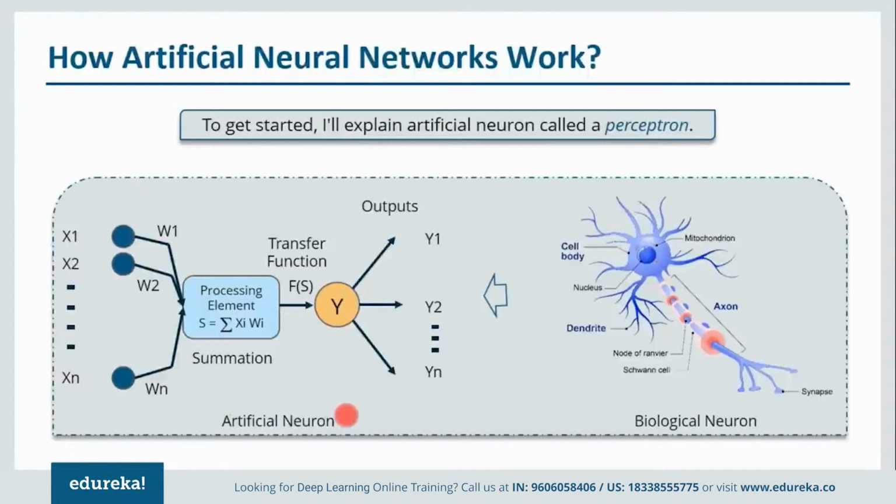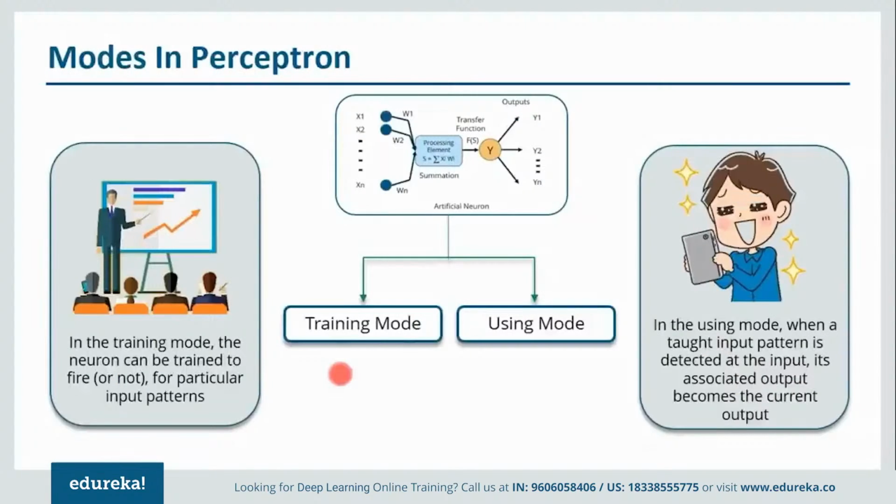When I talk about a neural network, it involves a lot of these artificial neurons with their own activation function and their processing element. Now we'll move forward and understand the various modes of this perceptron or single artificial neuron. There are two modes in a perceptron. One is training, another is using mode. In training mode, the neuron can be trained to fire for particular input patterns, which means that we'll train our neuron to fire on a certain set of inputs and to not fire on the other set of inputs. That's what training mode is.